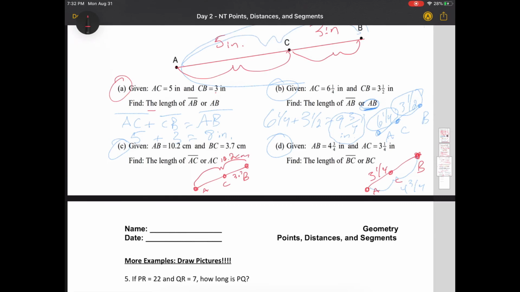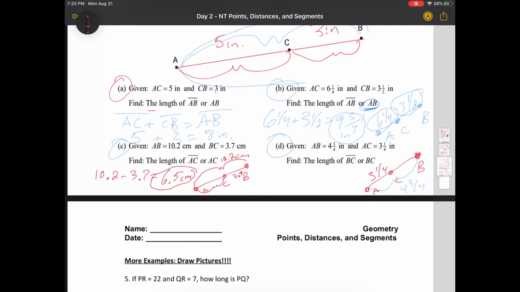C to B is 3.7 centimeters, or B to C. So how would I get the measurement for A to C? I would have to subtract 3.7 from the total. So 10.2 minus 3.7 would give you 6.5 centimeters. So all I did was subtract the part from the whole.